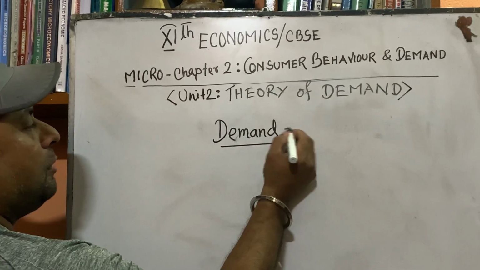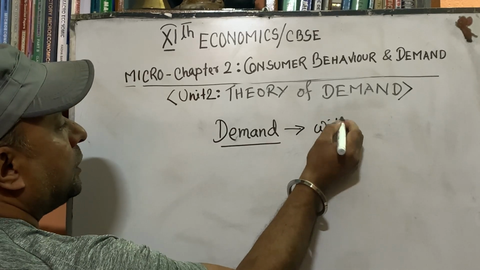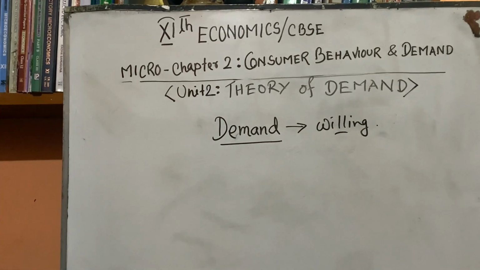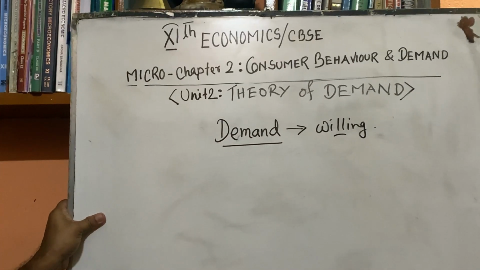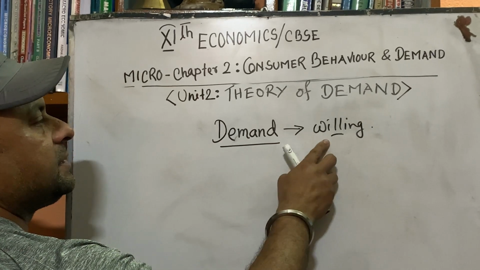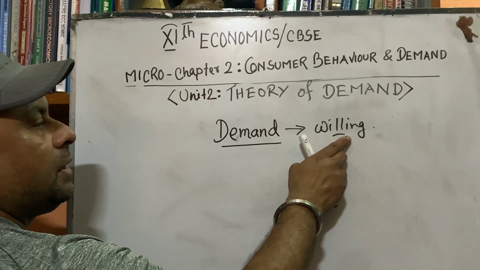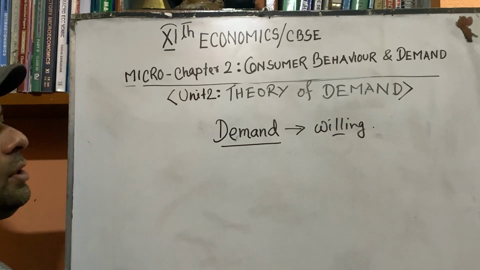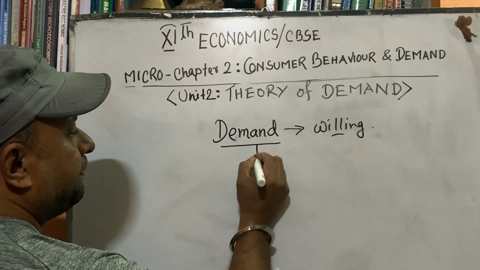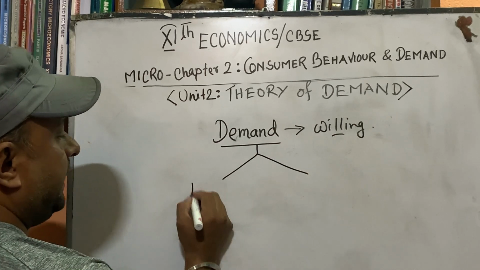Demand means how much a consumer is willing to consume. How much of a good a consumer is willing to consume from the market at different prices, this is called demand. So the willingness of a consumer is called demand. Demand has two types. One is individual demand.